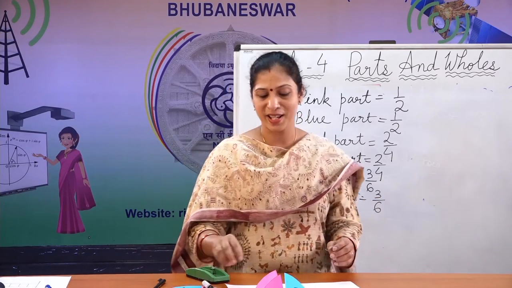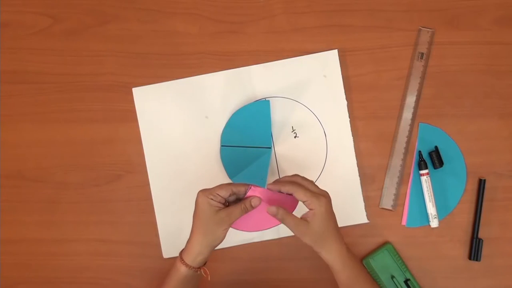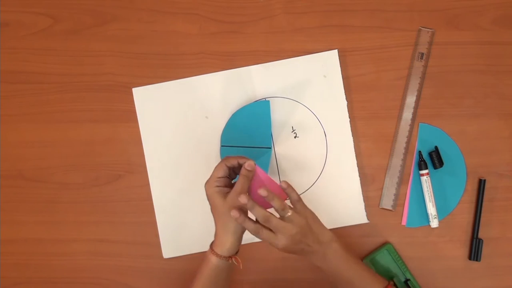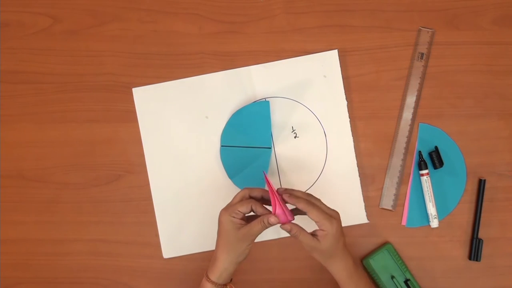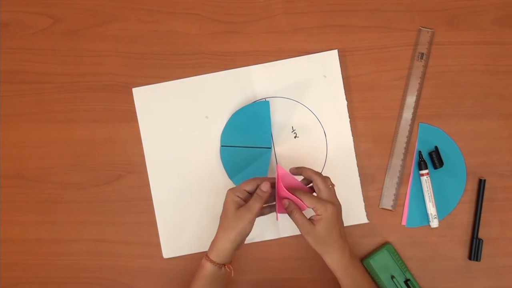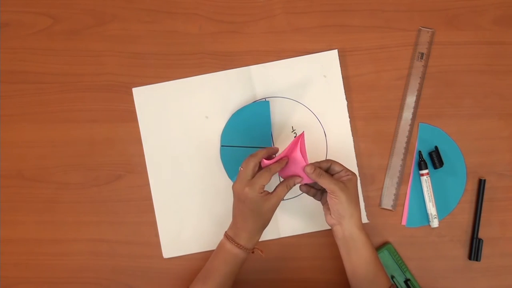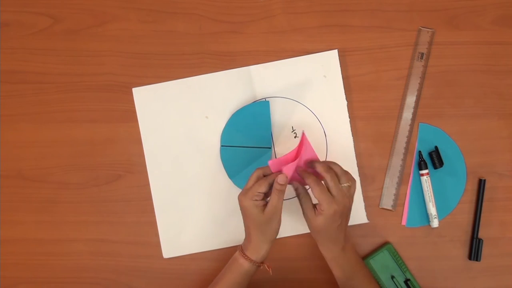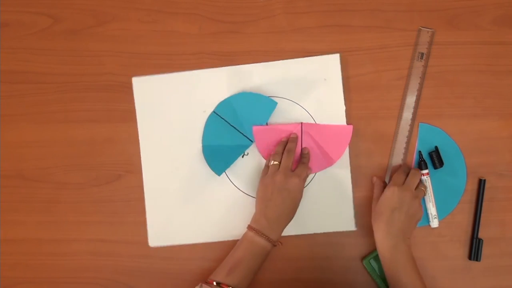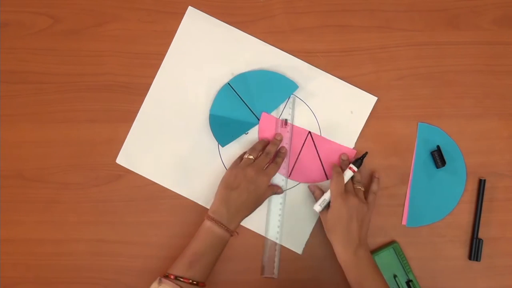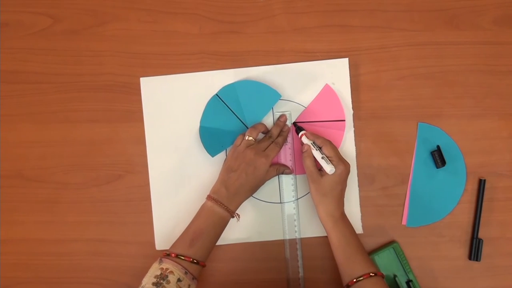The last thing, we are going to divide this further into 4 parts. Here again, you can just fold it back, and let's see now what are the total number of parts in the pink part. 1, 2, then 3 and 4. Here we can put a line so that you will be able to understand in a better manner. So we can put it like this.